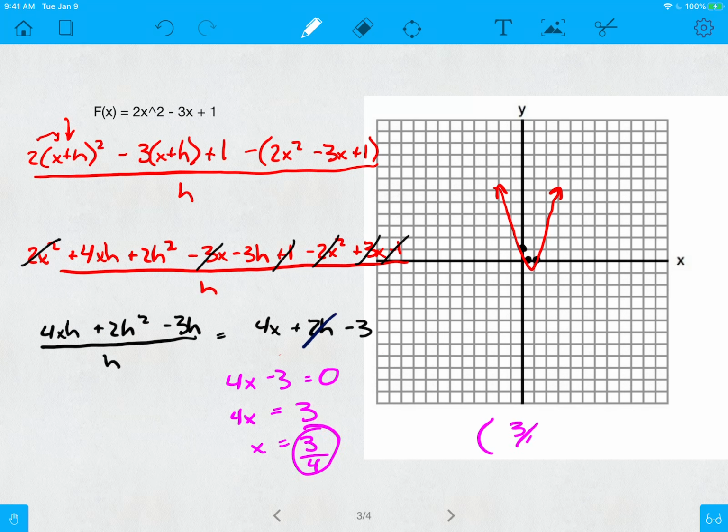So it's 3/4, which is 0.75, and we need to go find the y number now. What we're going to do is, if you have a calculator, you take the 3/4 and plug it into the original problem wherever there's x's, and that formula will spit out the y number for my lowest point. So let's go plug it in. We have 2 times 0.75, that's 3/4 squared, minus 3 times 0.75, and we'll add 1.